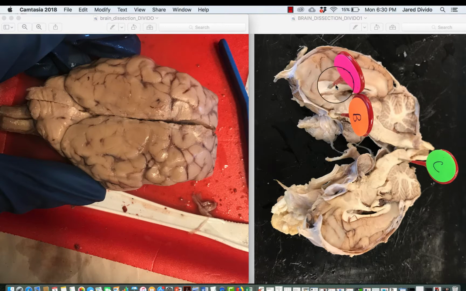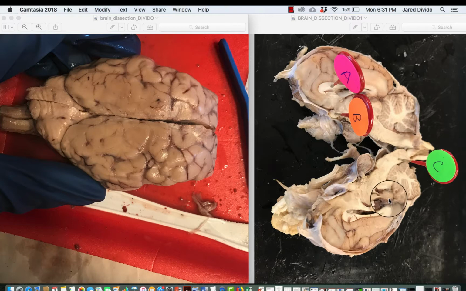The structure pinned letter A is the corpus callosum. This is what's holding the two hemispheres together. Structure B is actually one of the cranial nerves. In this case, we're looking at the optic nerve. This structure is responsible for detecting light from the external environment. We can also see the corpus callosum and the lateral ventricle again on the left hemisphere.